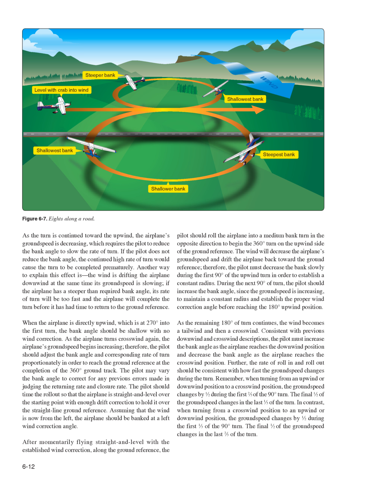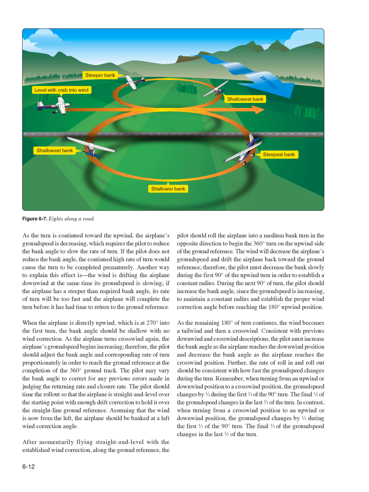During the next 90 degrees of turn, the pilot should increase the bank angle, since the ground speed is increasing, to maintain a constant radius and establish the proper wind correction angle before reaching the 180 degrees upwind position. As the remaining 180 degrees of turn continues, the wind becomes a tailwind and then a crosswind. Consistent with previous downwind and crosswind descriptions, the pilot must increase the bank angle as the airplane reaches the downwind position and decrease the bank angle as the airplane reaches the crosswind position.